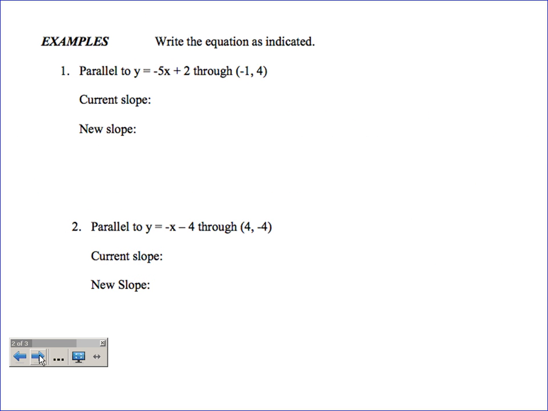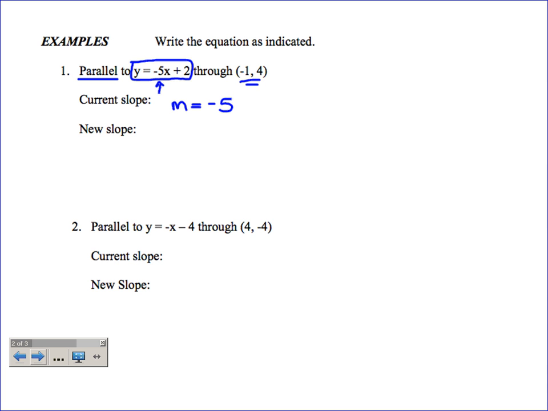So for the example, it says write the equation as indicated. It's going to be some line that's going to be parallel to this line right here, and it goes through this random point. Okay, so graphically it'll be parallel. Parallel means that it'll have the exact same slope. So as we fill out the chart below here, it says, what is the current slope? You look right here, don't say it's negative 5x, but say that m equals just negative 5.